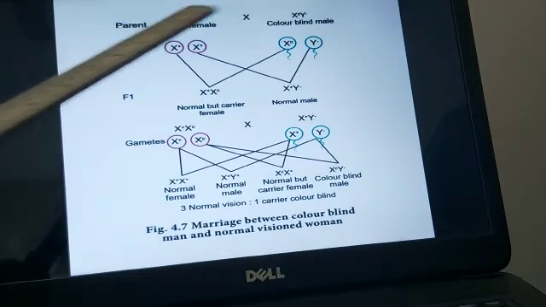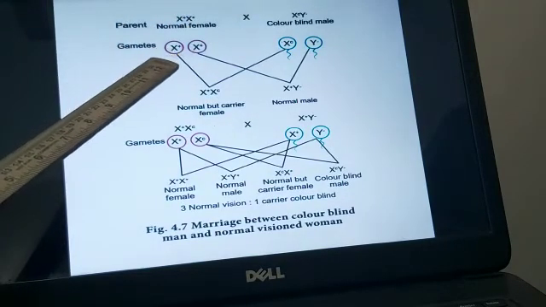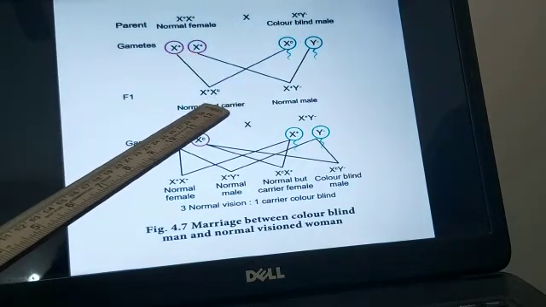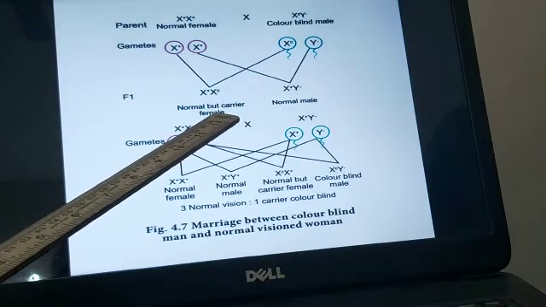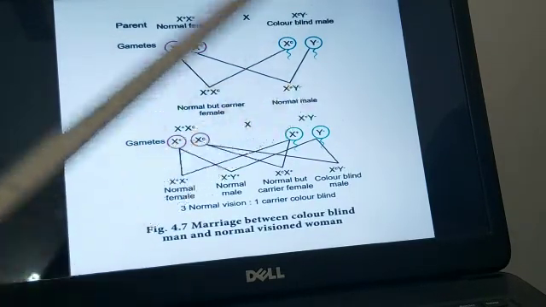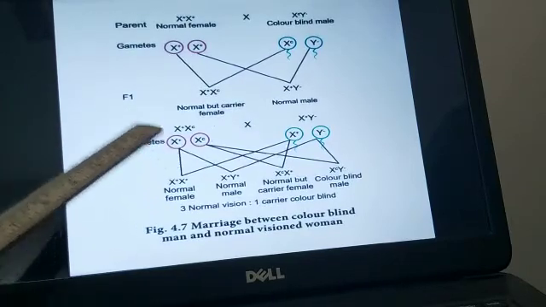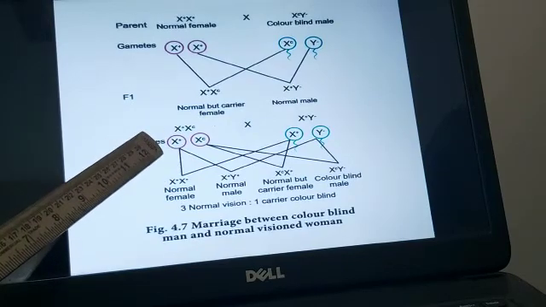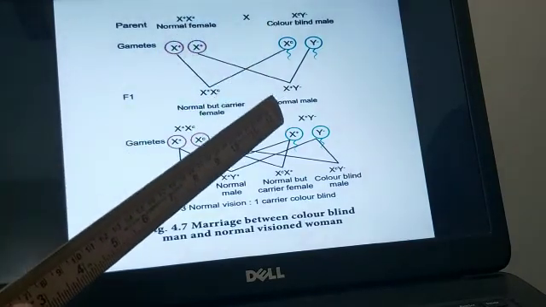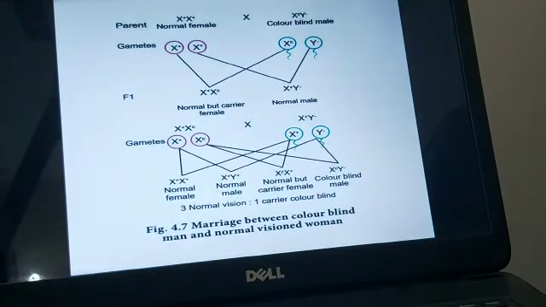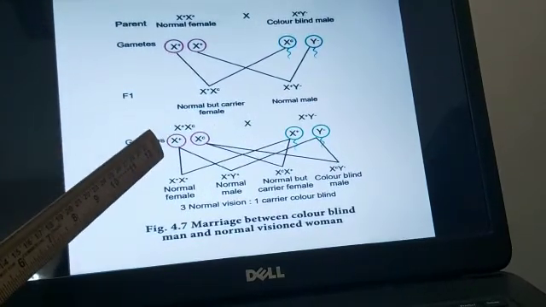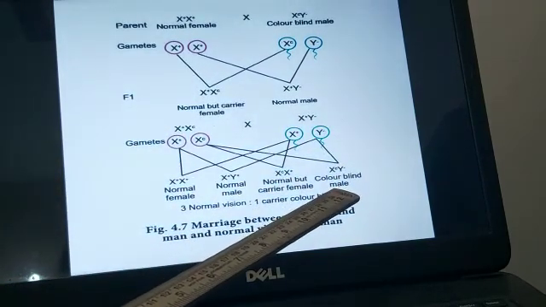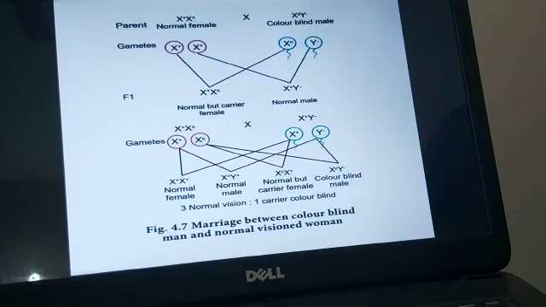This is a normal female and this is a colorblind male, and these are the gametes produced by the female and the gametes produced by the male, and this is the possibility of the F1 generation, that is normal but carrier female and the normal male. Whereas in the second inheritance you see the carrier female, and here this particular person is the normal male. When this happens, this X goes into the male, and then you have one male who shows the symptoms of color blindness. So this is how color blindness is inherited.